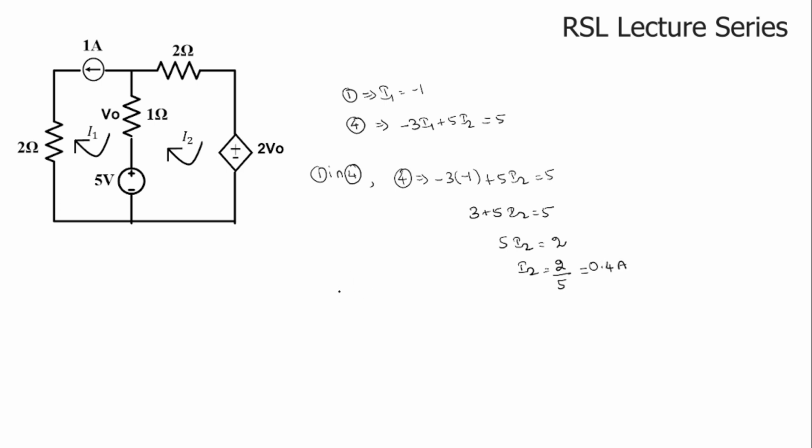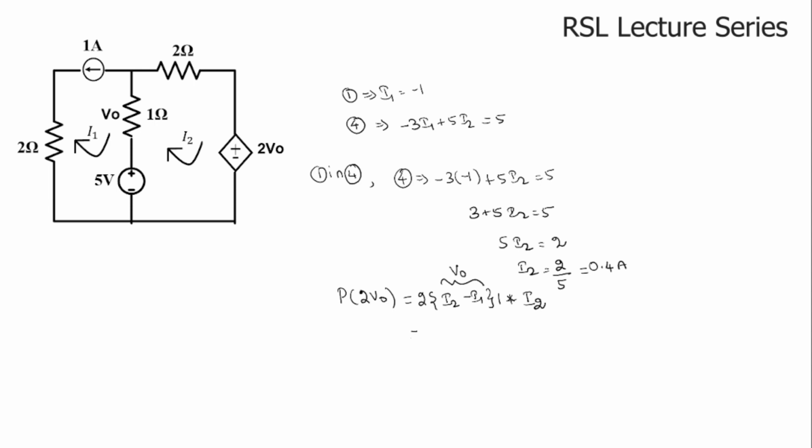Now our aim is to find the power supplied by 2 into V0. We already know that V0 is the voltage drop across the 1 ohm resistor, multiplied by the current flowing through this particular voltage source, which is I2. So this is V0. V0 we have already found: it is the voltage drop across the 1 ohm resistor, so I2 minus I1 into 1.